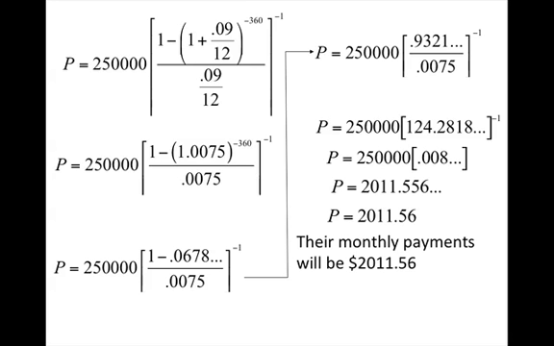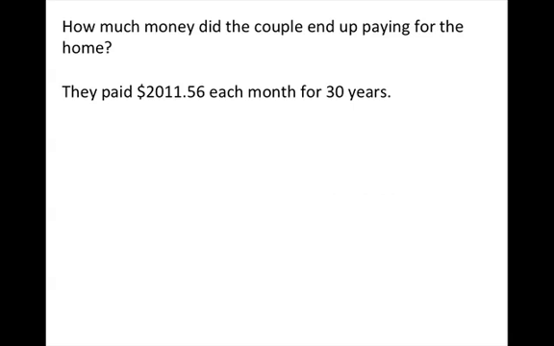Then this question asked, how much did the couple actually pay for the house? They paid $2,011.56 each month for 30 years. So I'm going to take the 2011.56 and actually use that rounded value because that's the actual amount they pay each month.